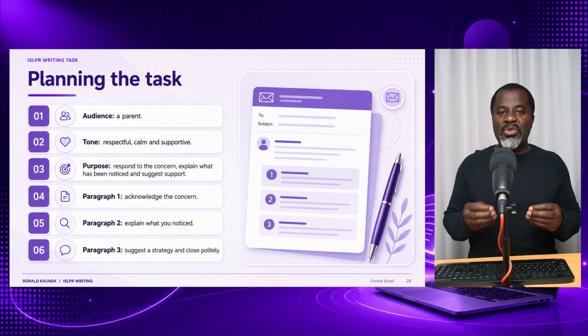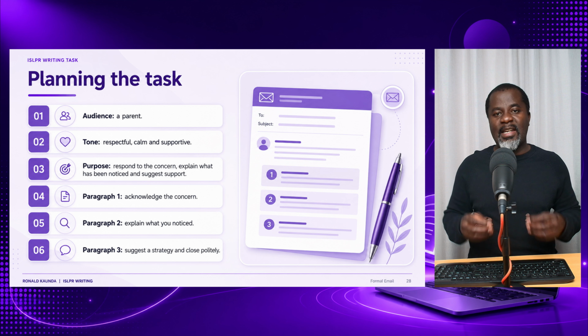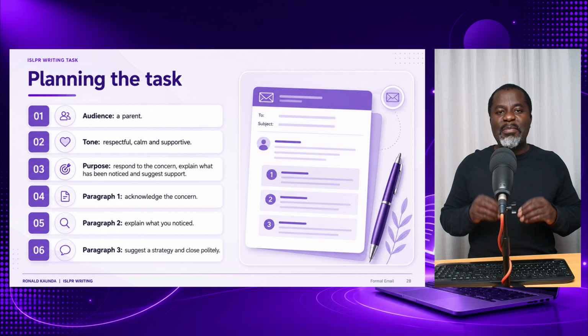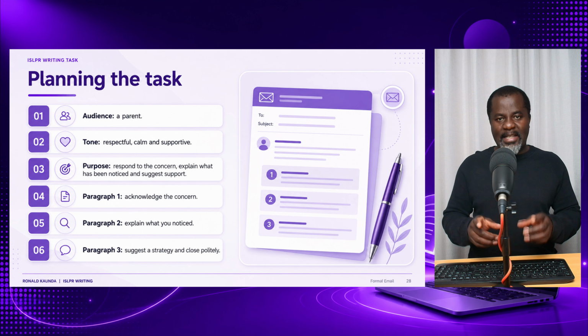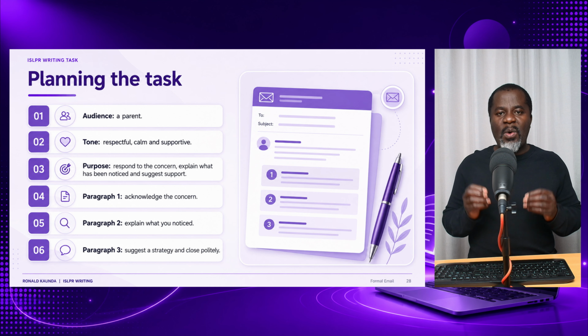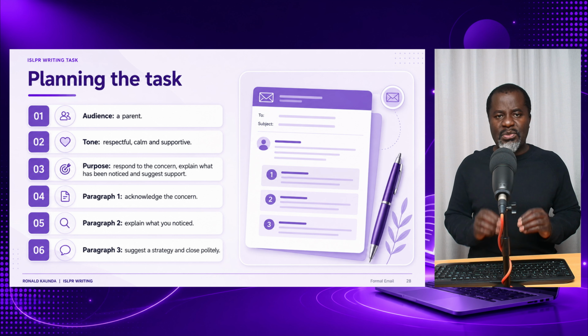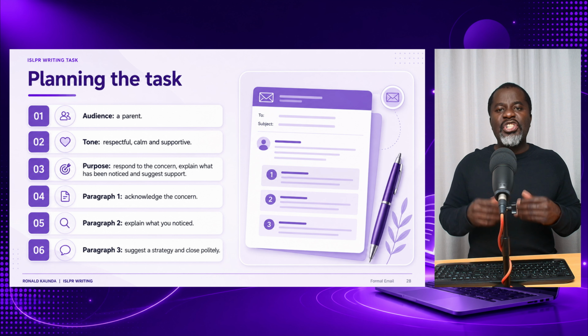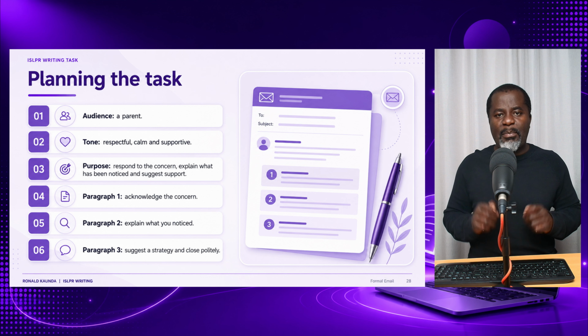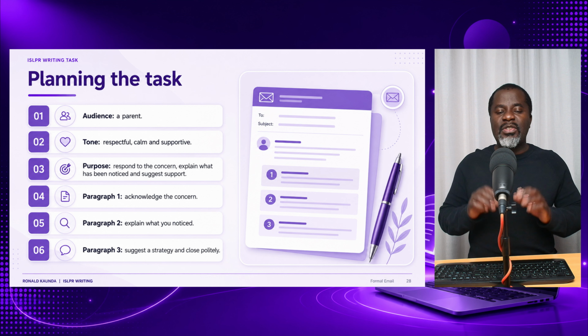Step number 2, identify the purpose. The purpose is to respond to the parent's concern, explain what you have noticed, and suggest a supportive strategy. This email should not blame the student or the parent. Step number 3, plan the paragraphs. Paragraph 1 should acknowledge the parent's concern. Paragraph 2 should explain what has been noticed at school. Paragraph 3 should suggest one support strategy and close politely.